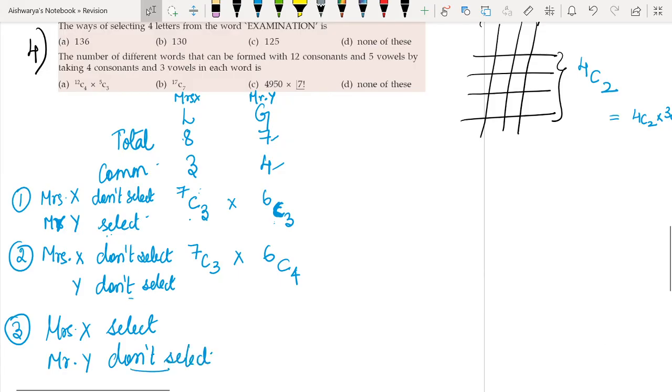So don't select what I have just done here, which is 6C4. Select the part I have not yet done. I am going to select her because she is compulsorily selected. So I need to select only 2 more people now from the 7 remaining people. Are we clear with this?